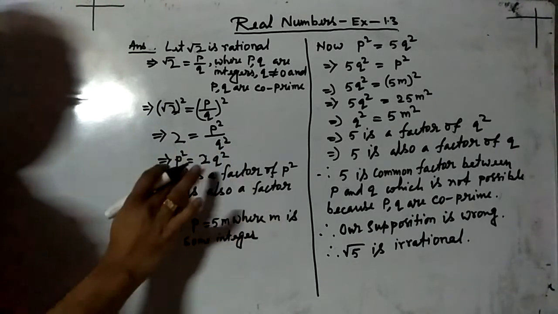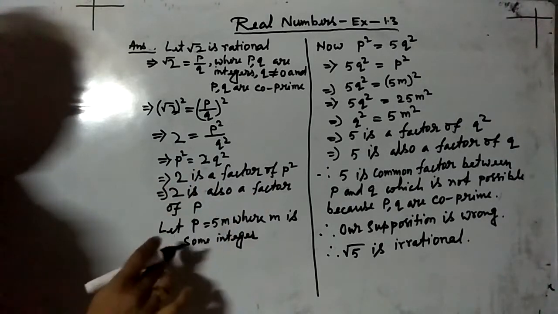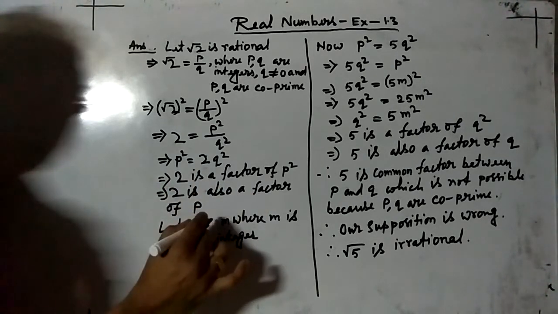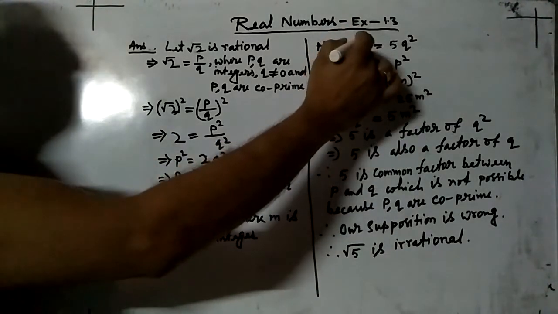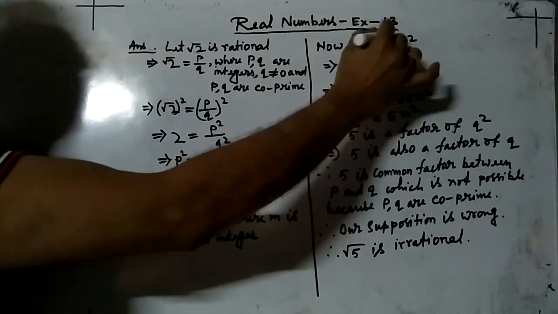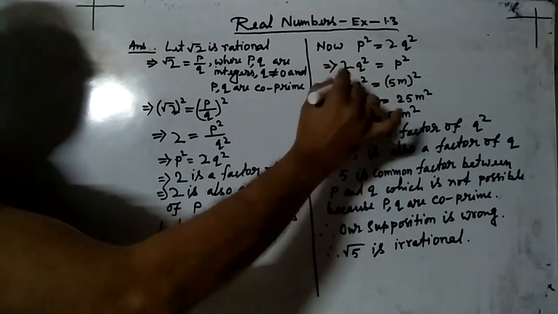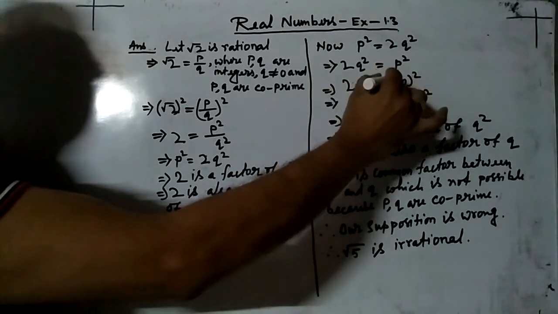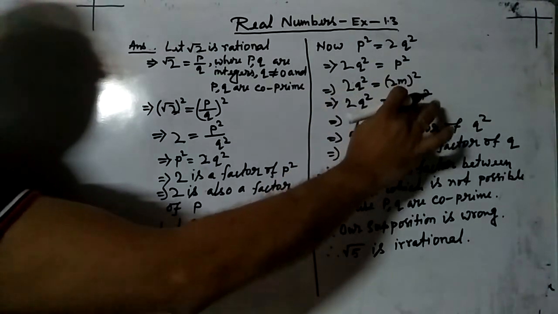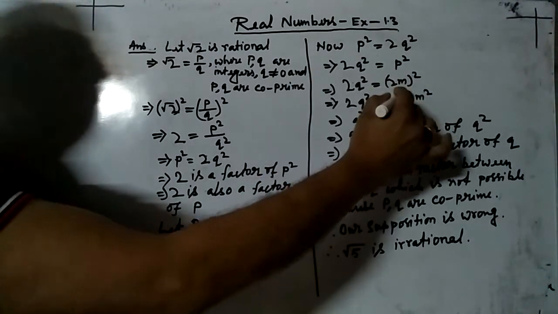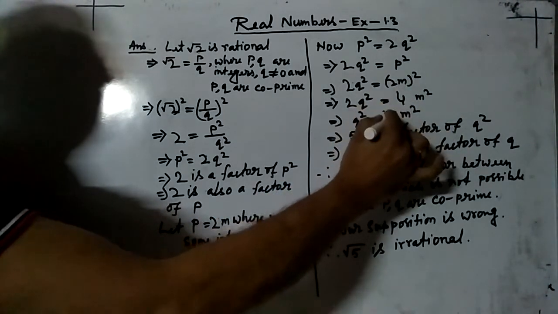Here we'll get 2. That means 2 is a factor of p square. 2 is also a factor of p. Then p can be taken as 2m, right? Then p equals, remove that 5, put 2. Here you can write 2. Here you can write 2 and here 2. Just remove 5 and write 2. We'll get the proof of root 2. So here it is 4. Then we'll get here 2.